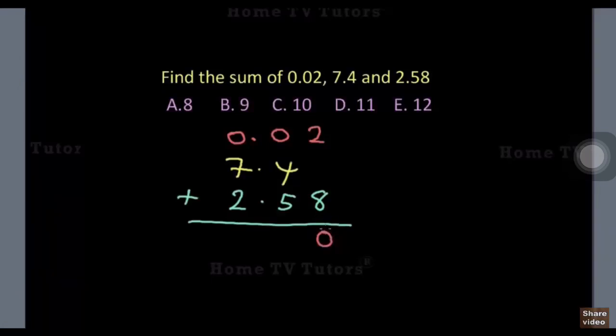2 plus 8 gives us 10. You write 0, you carry 1. 1 plus 0 is 1. 1 plus 4 is 5. 5 plus 5, 10. You write 0 and you don't forget to put your point. Then you carry 1. 1 plus 0 is 1. 1 plus 7, 8. 8 plus 2 is 10. There is no other place to carry the 1 to, so we have to write the tens and the units. So that is option C.